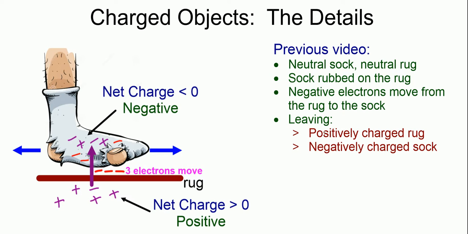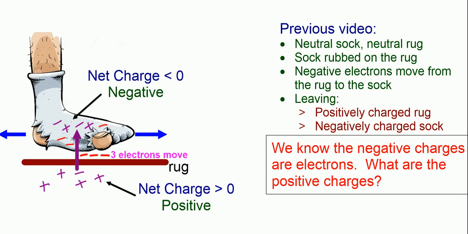Now, that leaves a positively charged rug, because before there were an equal number of positives and negatives here, weren't there? But we lost 3, leaving more positives than negatives, a net charge larger than 0, and thus a positive object, meaning the rug. And of course, the sock before we started had an equal number of positives and negatives, and it gained 3 negatives, didn't it? Meaning it ended up being negative. So when these electrons moved, they left a positive object behind, the rug, and created a negative object, the sock.